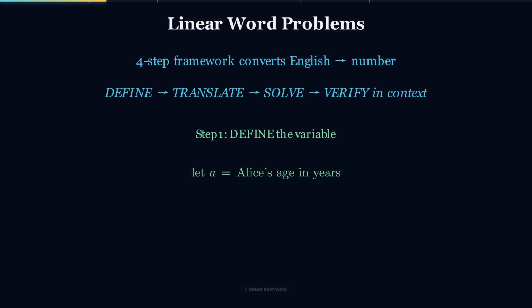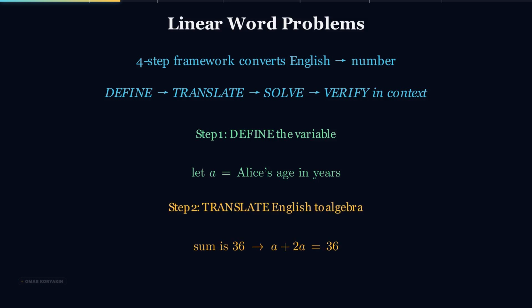Step 1 is define the variable. Read the problem and identify the unknown that the question is asking for. Write a 1-line variable definition assigning a letter to that unknown. If multiple unknowns exist and they relate to one another, assign the simplest one a letter and express the others in terms of it. The variable definition is the foundation of everything that follows. Without it, the algebra has nothing to refer to.